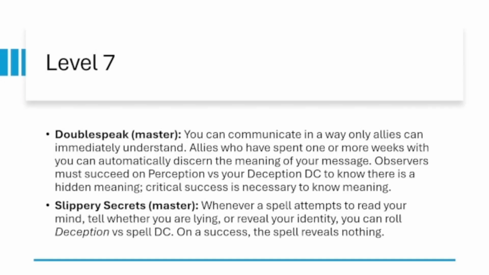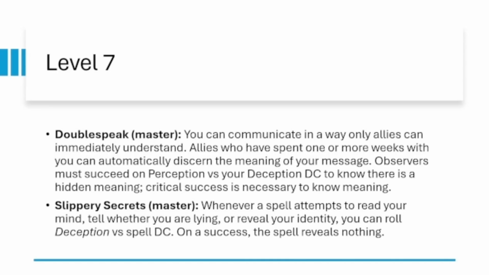There are 2 level 7 skill feats for the deception skill, and these are the last ones which are common and not uncommon or rare. There are 2 of them here, and the first one is Doublespeak.